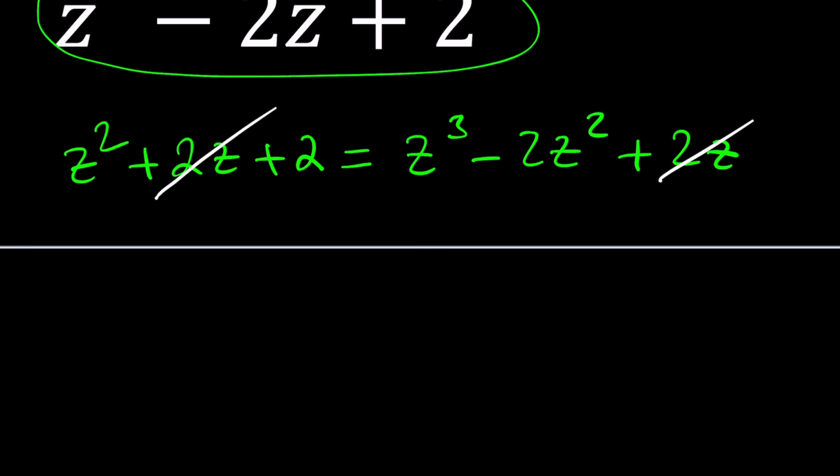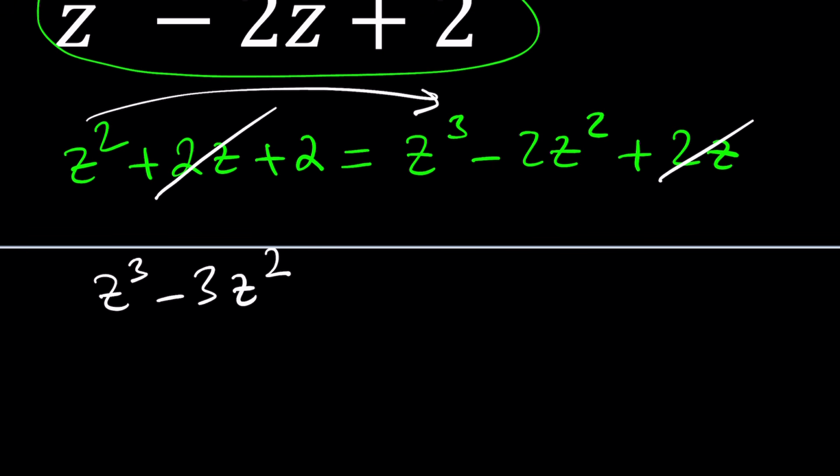Now, we're going to put everything on the same side, and that'll give us z cubed. I'm going to bring the z squared over and then switch sides, minus 3z squared, and then, of course, since I'm collecting everything on the right-hand side, it'll be a minus 2 equals 0.